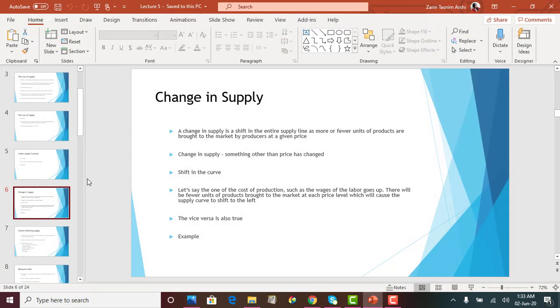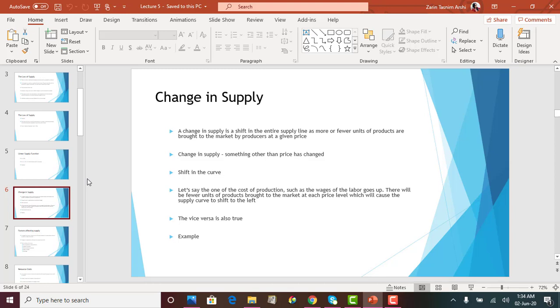Okay, so now we look into what causes changes in supply and what happens to the supply curve when there is a change in supply. A change in supply is basically a shift in the entire supply line as more or fewer units of products are brought to the market by producers at a given price. So when we talk about a change in supply, it means the supply curve shifts to the right or shifts to the left. The entire supply curve will move to the right or the entire supply curve will move to the left depending on the situation.